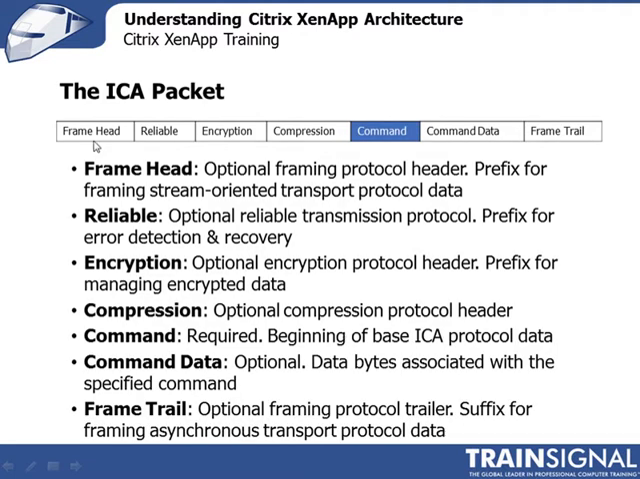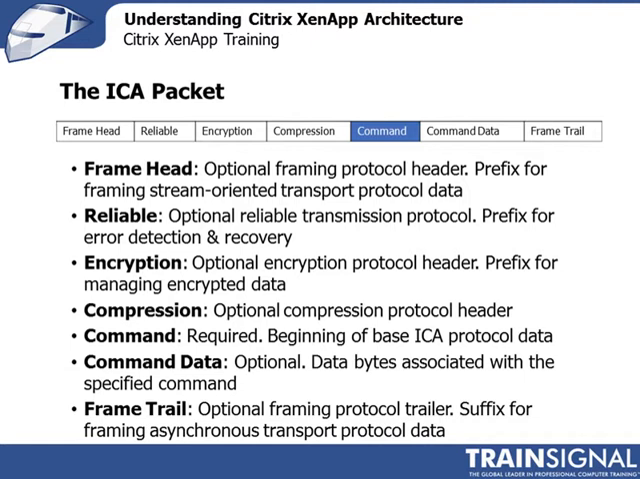So what do these mean? I've listed them all here, and I've put the command in blue. This is important because you need to know that the command is the only frame that always exists. So what is the frame head? The frame head is an optional framing protocol header. It's a prefix for framing stream-oriented transport protocol data. So any transport protocol data that you want to add to ICA that is stream-oriented, you would add a frame head. But again, that's an optional frame that you add.